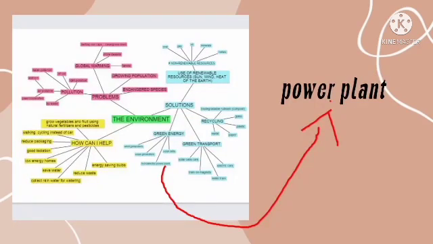Power plant. The function of water in a water power plant is to drive the wheel or turbine in the electric power generation circuit. The water-driven turbine is connected to a generator that produces electricity.